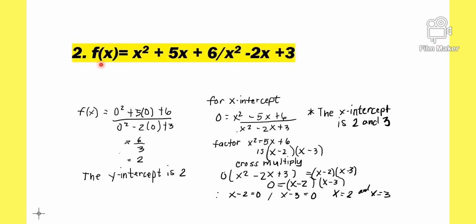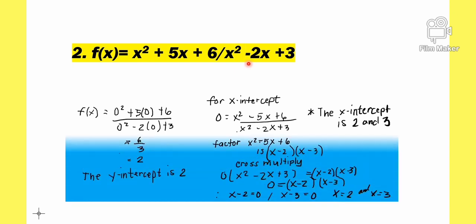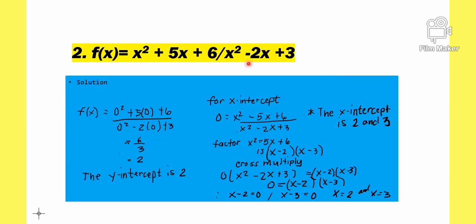Let's have problem number 2. f of x is equal to x squared plus 5x plus 6 divided by x squared minus 2x plus 3. How do we get the solution? Substitute 0 for x. We know that f of x is equal to 0 squared plus 5 times 0 plus 6, over 0 squared minus 2 times 0 plus 3. So the remaining will be 6 and positive 3. So 6 divided by 3 is equal to 2.